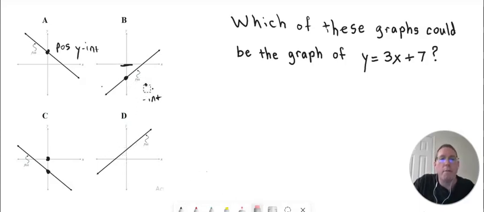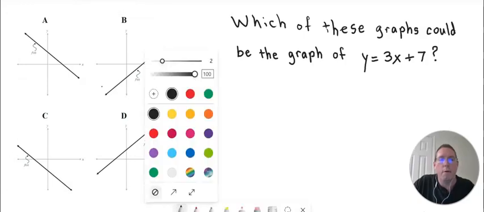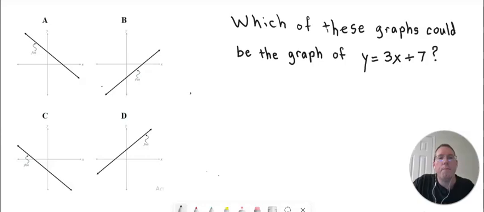Let's go ahead and erase some of this stuff, and we're just going to select A, B, C, or D for all of these examples, okay? All right, so here is our first example. It says, which of these graphs could be the graph of 3x plus 7? Well, look, the slope here is positive, and the y-intercept is also positive. So we're looking for the picture that has a positive slope and a positive y-intercept, okay? Well, this one has a negative slope, so this one's out, okay?